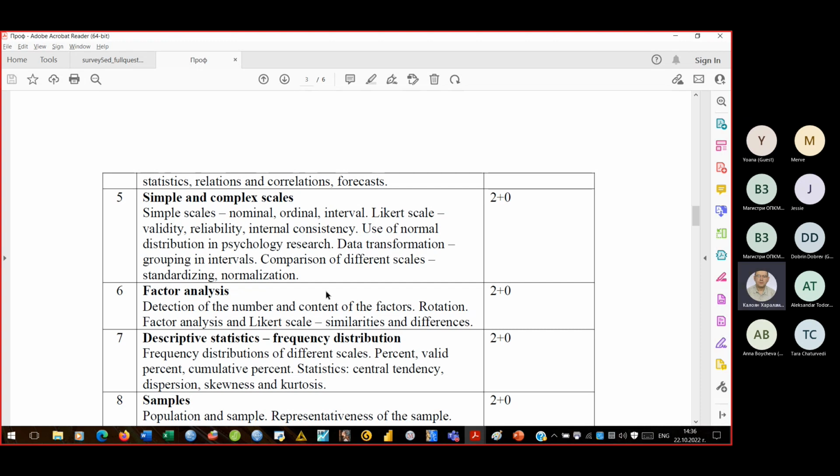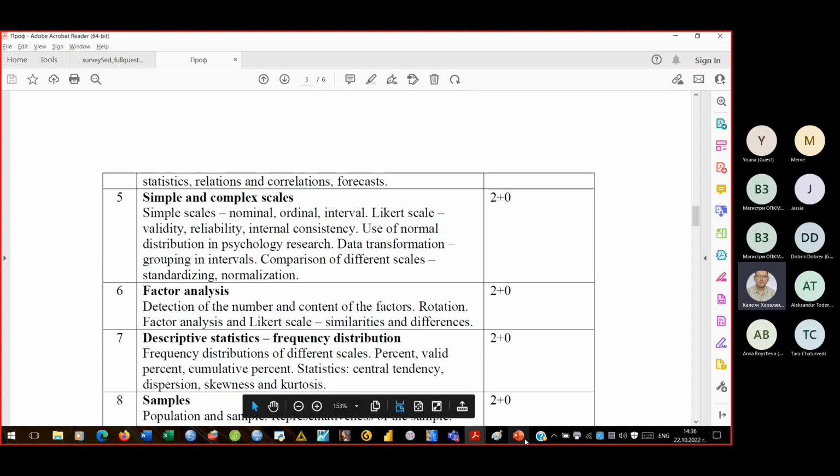we can continue with analysis. And the first step of analysis are so-called descriptive statistics, or frequency distributions with descriptive statistics. And we will start with frequency distribution and corresponding descriptive statistics for different scales. Descriptive statistic for nominal scale, for ordinal scale, and for interval scale.